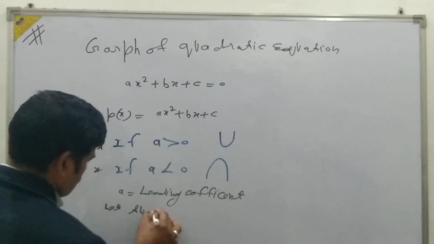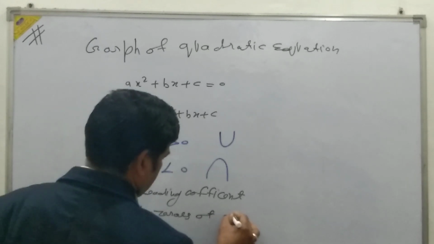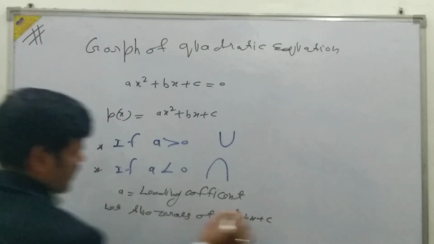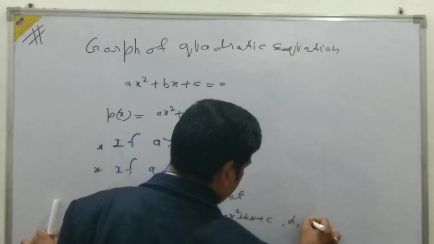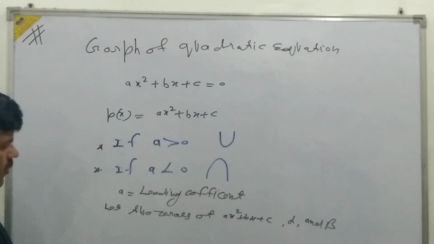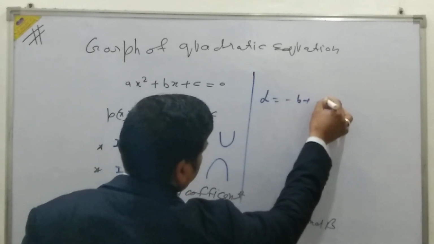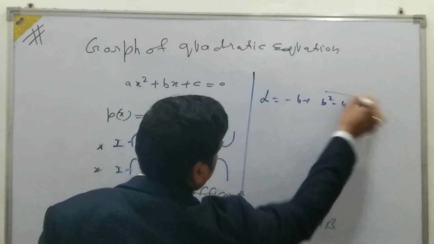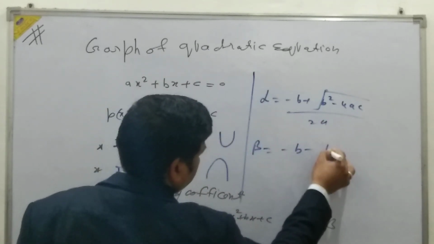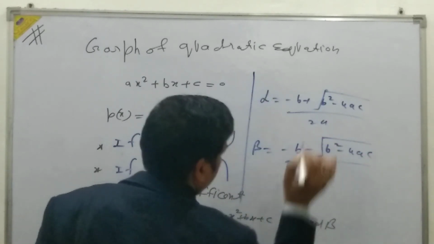Let alpha and beta be the two zeros of ax square plus bx plus c. So alpha equals minus b plus square root of b square minus 4ac, upon 2a. And beta equals minus b minus square root of b square minus 4ac, upon 2a.